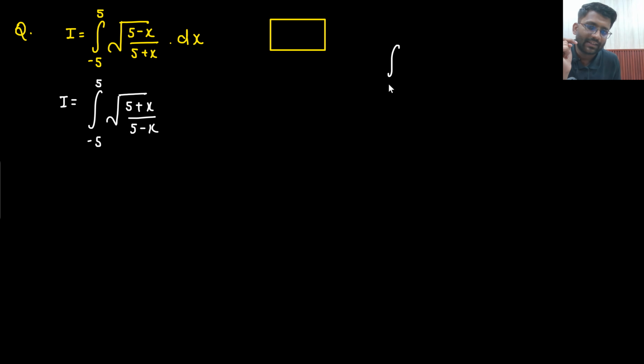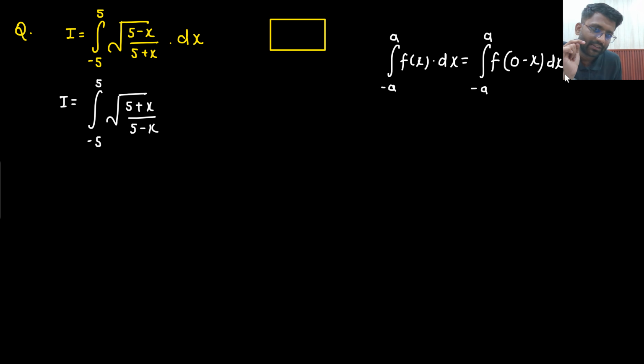Basically what does it say? It says one thing. If this was the scenario, integral from minus a to a of f(x) dx, so what can you do? Add both of these limits. If you add both of these limits, what will you get? Minus a plus a will be 0, minus x dx. This is what you can do, right?